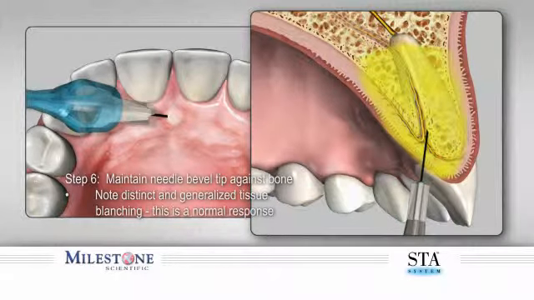Step 6. Maintain the needle bevel against the surface of bone once it's contacted. You should begin to notice distinct blanching of the palatal tissue as an effect of the vasoconstrictor and the local anesthetic. This is normal and to be expected.